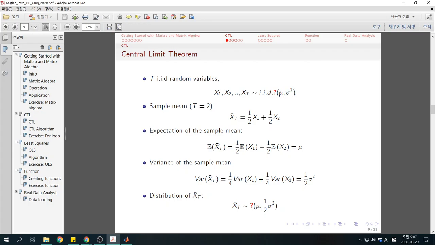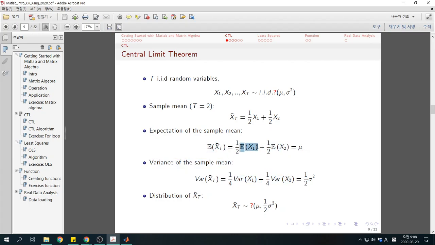Their mean and variance are given, but we have no idea from what kind of distribution these random variables are drawn. For example, suppose there are two random variables, x1 and x2, and their sample mean is given by x bar. Its mean is simply mu, right?